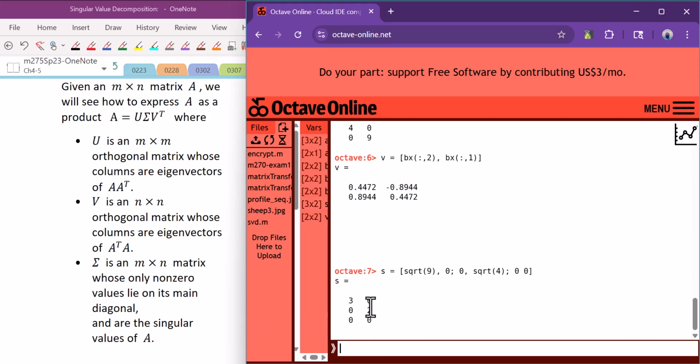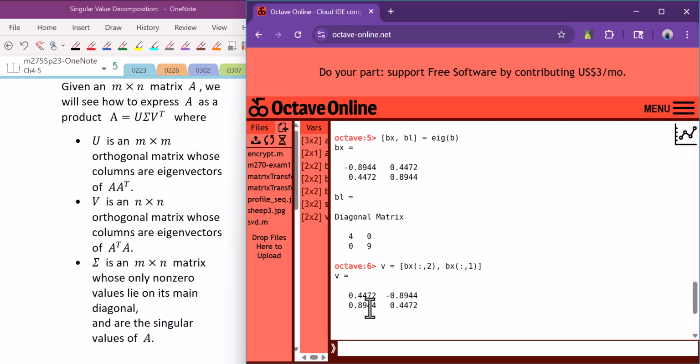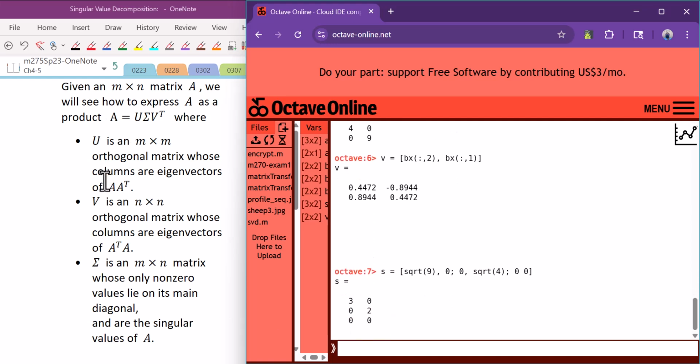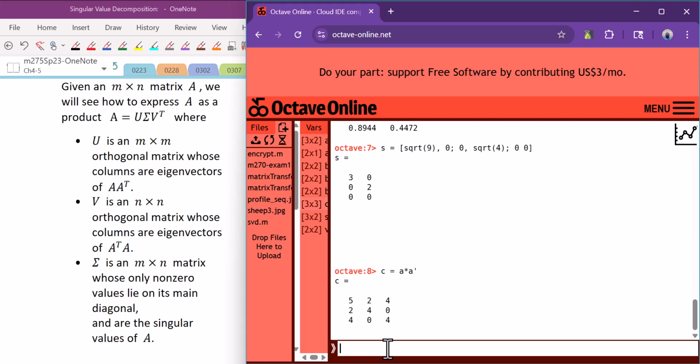Now to find U, remember U is going to be the A times A transpose. So I'm going to refer to it as C, just another letter. A times A transpose, and remember this was a 3 by 3 square matrix that's symmetric, and here is that square matrix, symmetric. All right. Now I'm going to find the eigenvalues and eigenvectors of that.